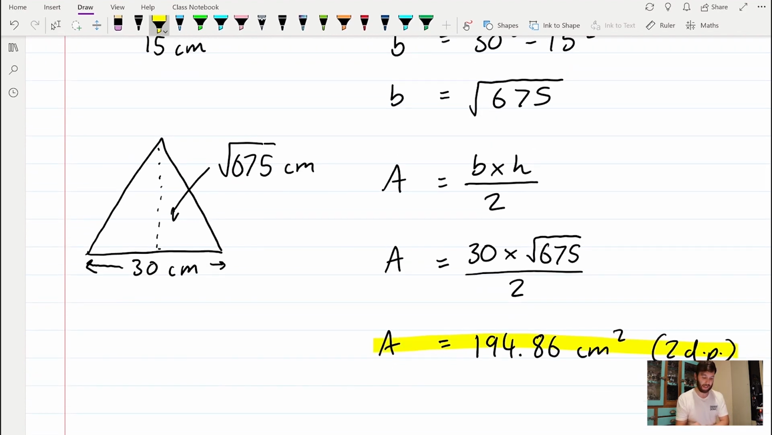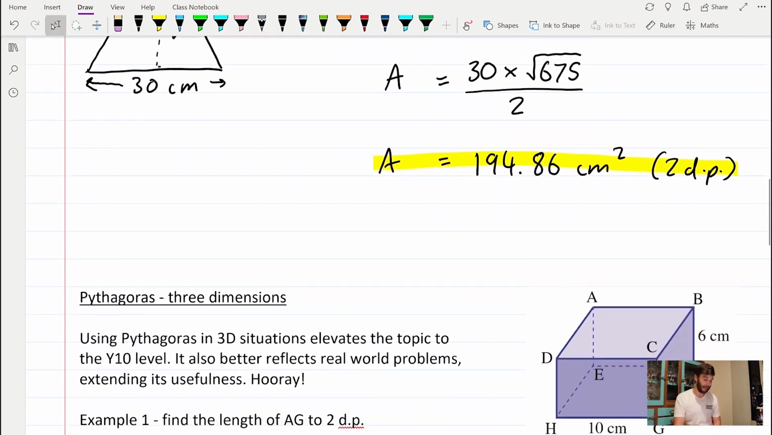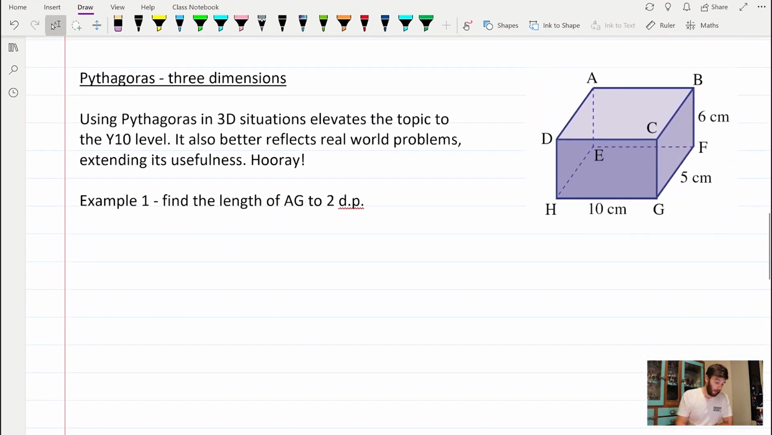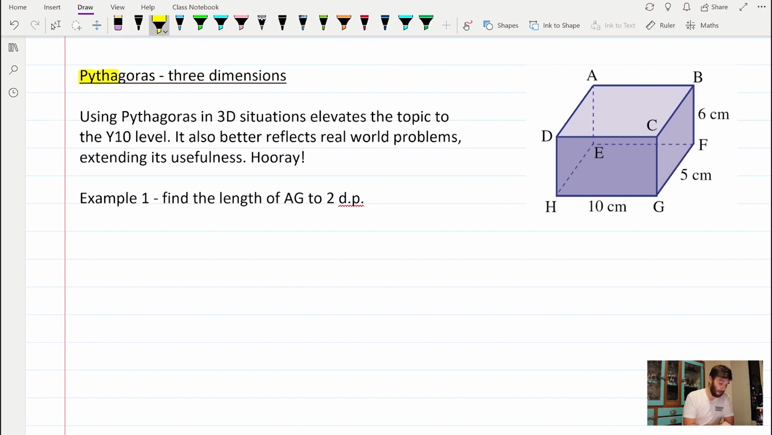Now we're going to move on to the actual bulk of the lesson. Okay, so again we're working on Pythagoras in 3 dimensions. That's our main focus for today. By using Pythagoras in 3D situations, it really kicks it up a notch difficulty-wise into the Year 10 sort of level.